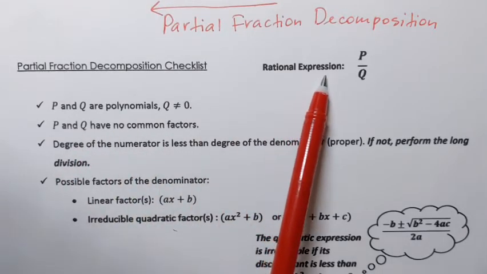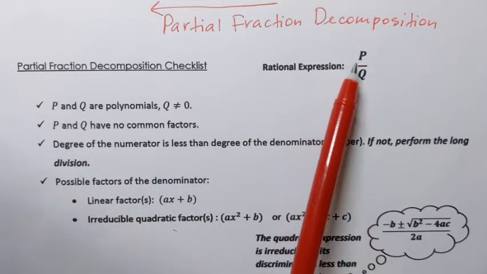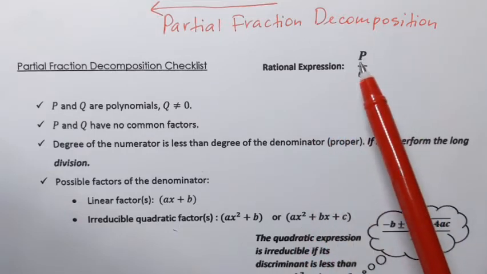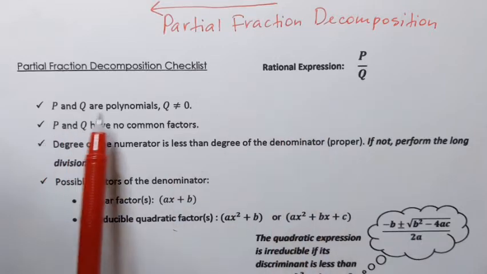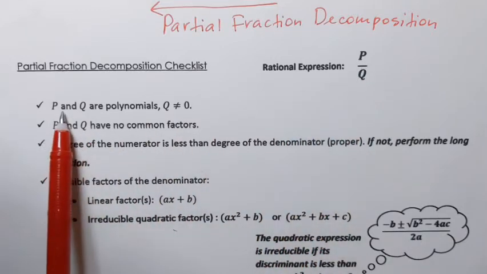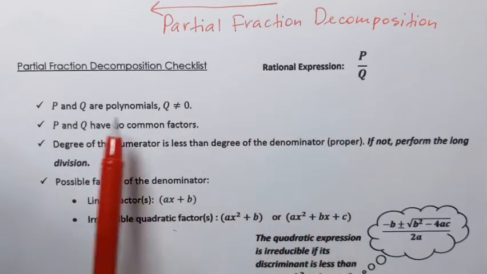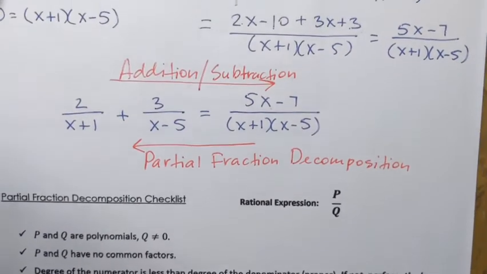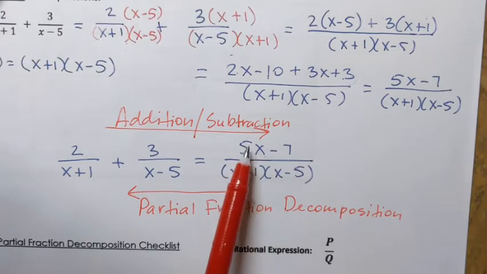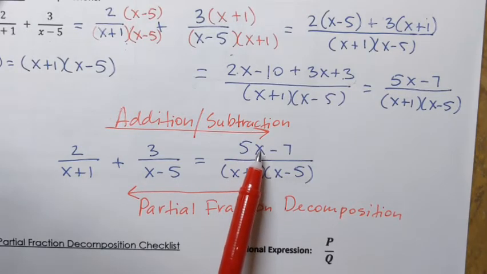So first, here's the general structure of the rational expression, right? Some kind of numerator, some kind of denominator. In the numerator and denominator, we have to have polynomials. So P and Q should be polynomials. Let me remind you that polynomials are expressions that consist of terms where variables are raised to the whole powers.